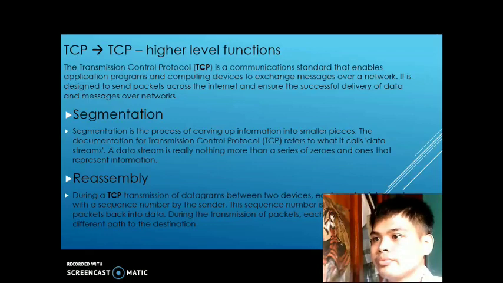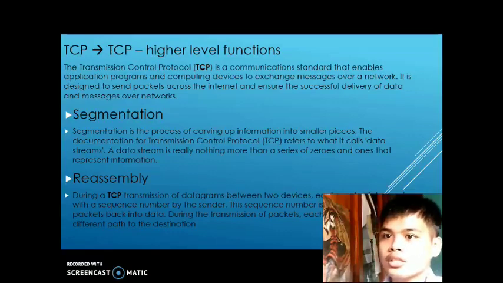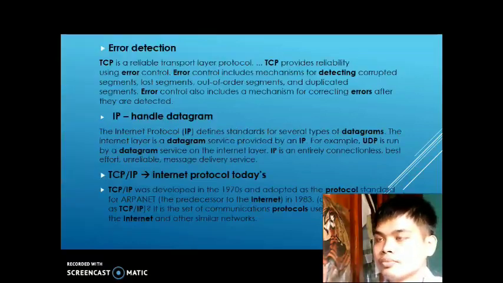The assembly. During a TCP transmission of the datagram between two devices, each packet is tagged with a sequence number by the sender. This sequence number is used to reassemble the packets back into data after transmission. Each packet may take a different path to the destination.